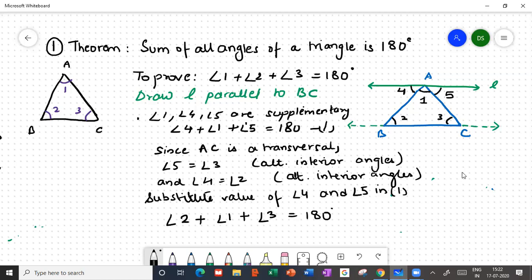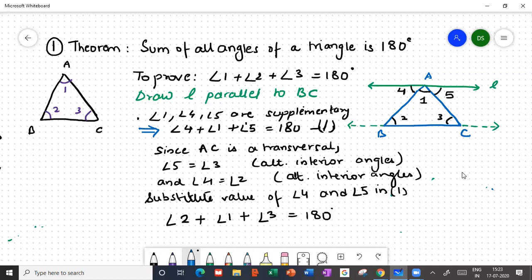Okay, so this was one theorem. I hope you've noted it down. Ma'am, I didn't get the last step. In what did you substitute? Since AC is a transversal, angle 5 is equal to angle 3, alternate interior angles, correct? Similarly, 4 is equal to 2. This statement here, angle 4 plus angle 1 plus angle 5 is 180, right? So in that statement, you substituted the values. Okay, got it. Angle 4 is equal to angle 2 because AB is the transversal, no?